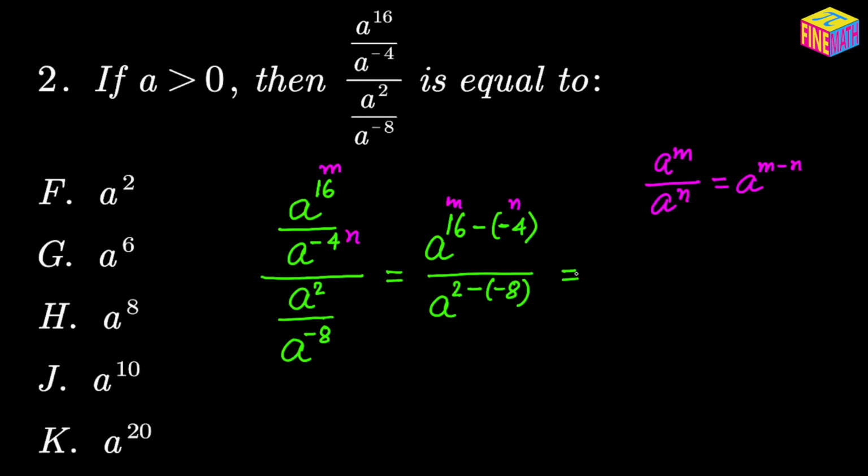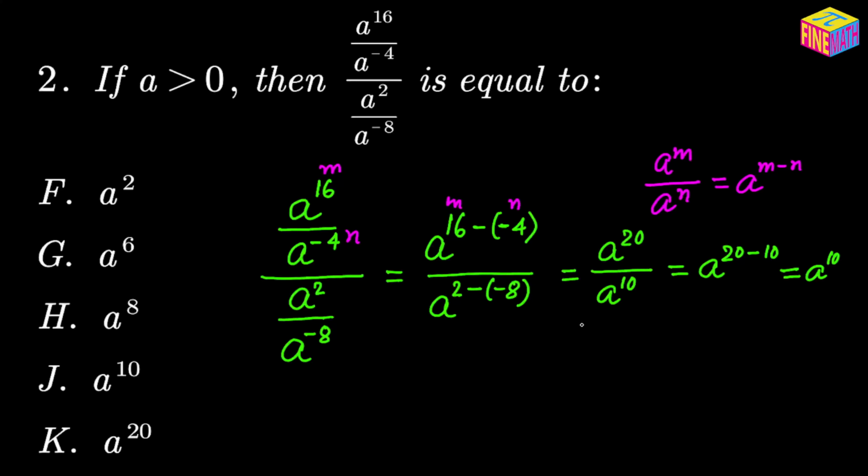And then from here what do we get? Well, in the numerator now we have a to the power 16 minus negative 4, that would be 16 plus 4, that would be a to the power 20. So we have a to the power 20 in the numerator. And in the denominator we have 2 minus negative 8, that would be 2 plus 8, that would be a to the power 10, right? And now again you see we have a simple ratio here. So again this must be equal to a to the power 20 minus 10, and that gives us a to the power 10. In my opinion, this is the easiest way to solve it, and also you can do it the other way.